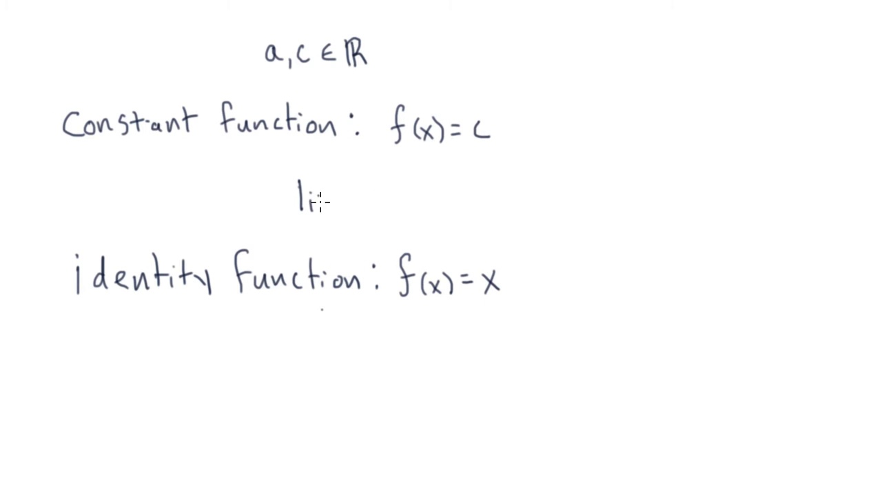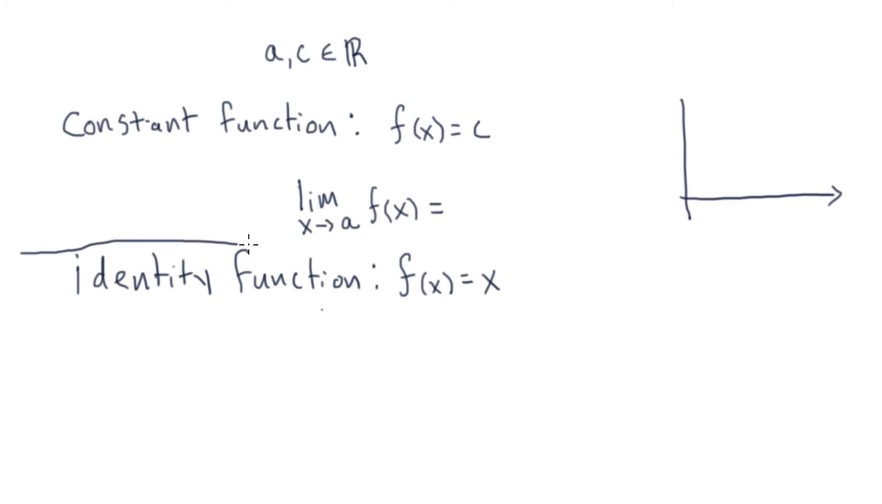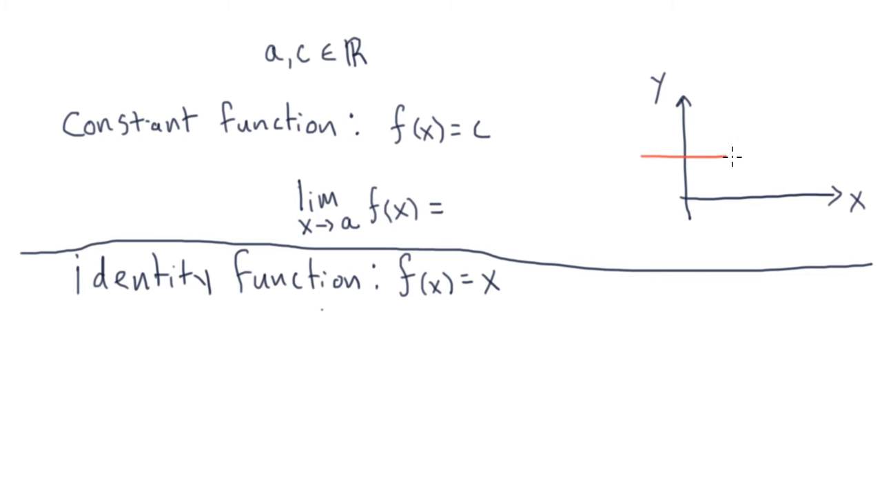So the limit as x approaches a, and here a again is just any real number, of f of x is equal to what? Well, let's just think about what a constant function looks like. So a constant function just looks like a horizontal line. And specifically, it's a horizontal line passing through y equals c.